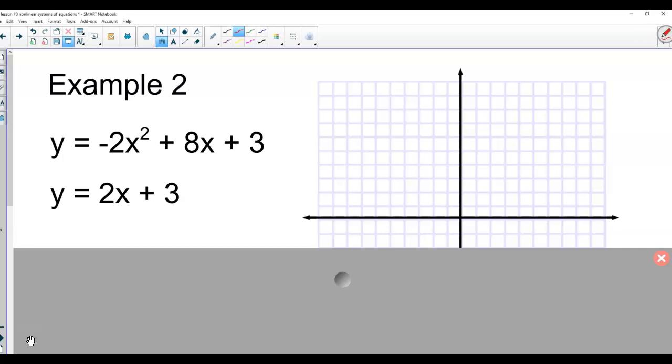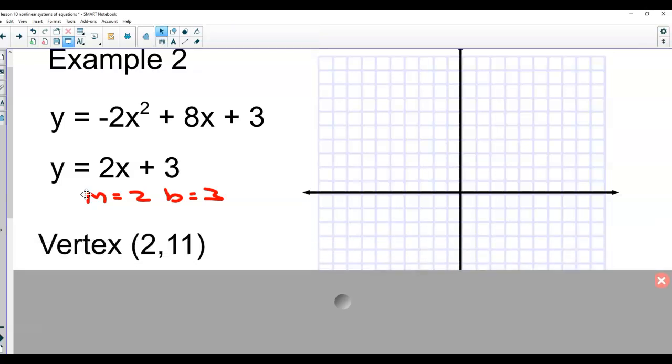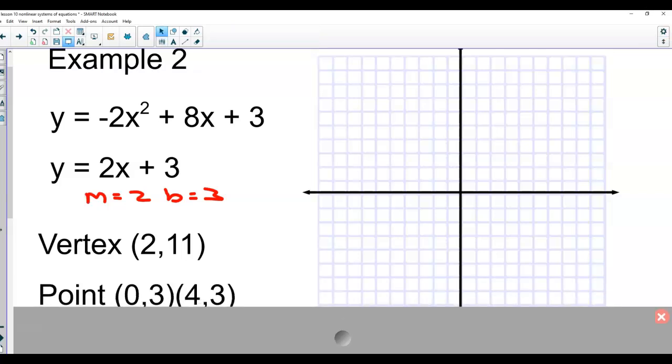So for this first one right here, my slope is 2, my y-intercept is 3. And I'm going to graph that. I know you can see some of the numbers already. That's okay. Y-intercept is 3. My slope is 2. So I'm going up 2 over 1, up 2 over 1, up 2 over 1, and then down 2, left 1, down 2, left 1, down 2, left 1, down 2, left 1.